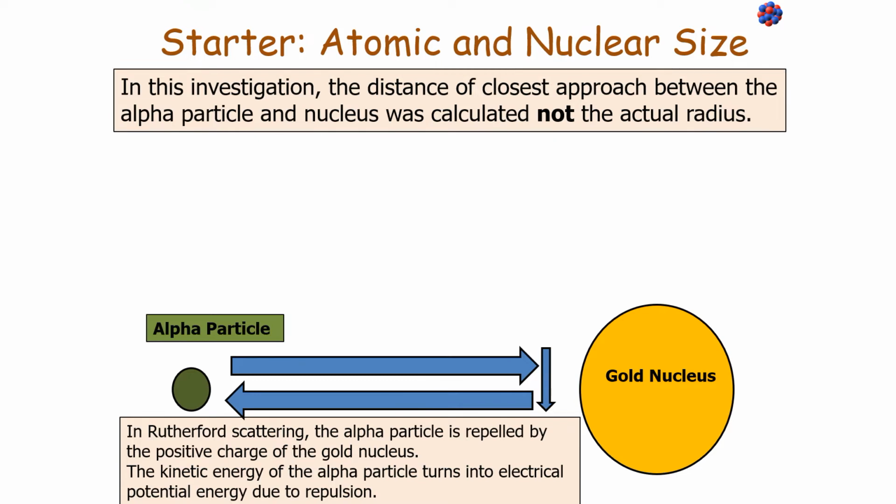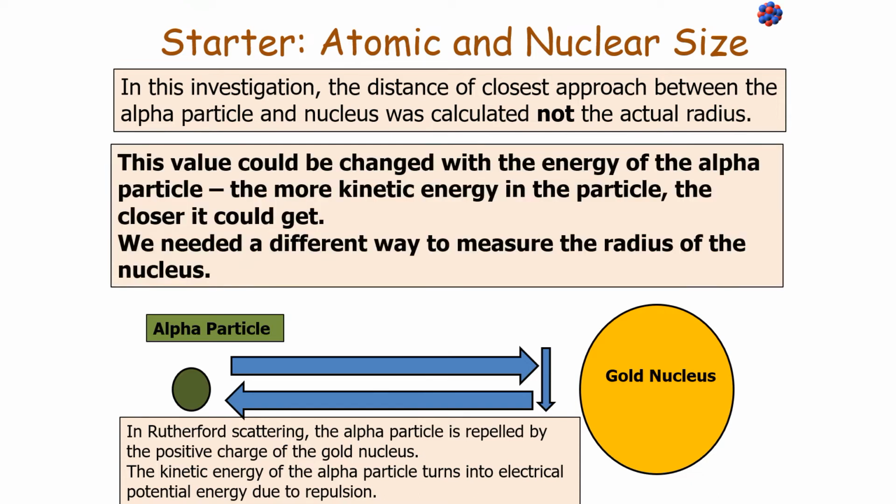So the kinetic energy of the alpha particle turns into electrical potential energy due to the repulsive force between the two charged objects. Now, this tells us that this value that we've calculated is not the nuclear radius, but in fact the distance of closest approach between the alpha particle and the nucleus. So this value could be changed with the energy of the alpha particle. The more kinetic energy in the alpha particle, the closer it could get. So this tells us we're not actually measuring an accurate value for the nuclear radius.